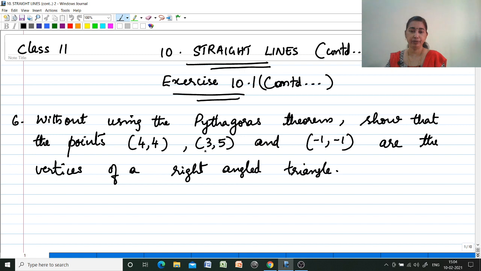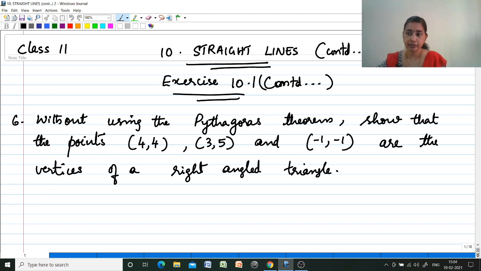We can find the slope using the first 2 points, then the next 2 points, and then the first and third points, and check whether the product of any two slopes is -1. If the product of any two slopes is -1, then we can say that those two lines are perpendicular. In a right angle triangle, two lines are perpendicular. So we have to check whether the product of any two slopes is equal to -1.